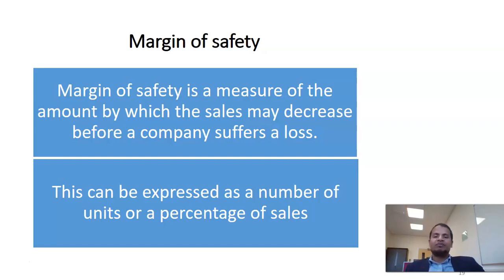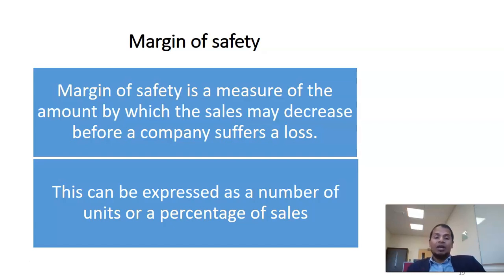As I mentioned before, margin of safety is a measure of the amount by which the sales may decrease before a company suffers a loss. So that means, what's the safety margin of the company? How far the company is safe from loss? It is actually the difference between the actual sales, current sales, or budgeted sales amount from break-even sales. Before break-even, obviously it's loss. So where is the company now, and how far is the break-even point? How far the company is safe from loss?